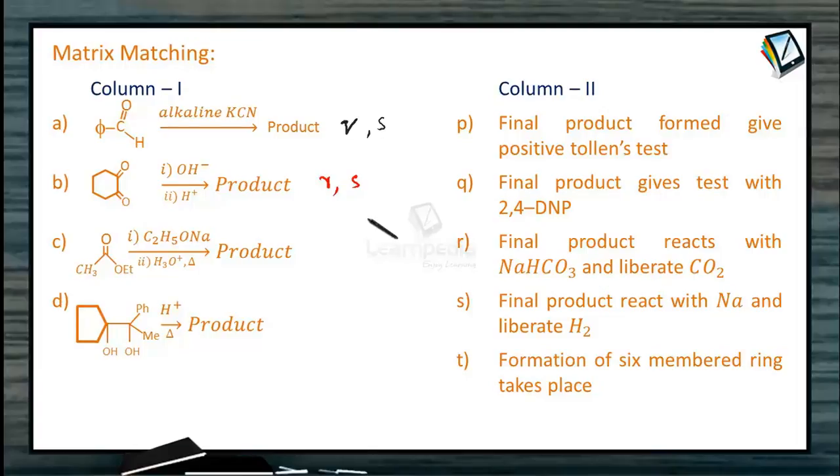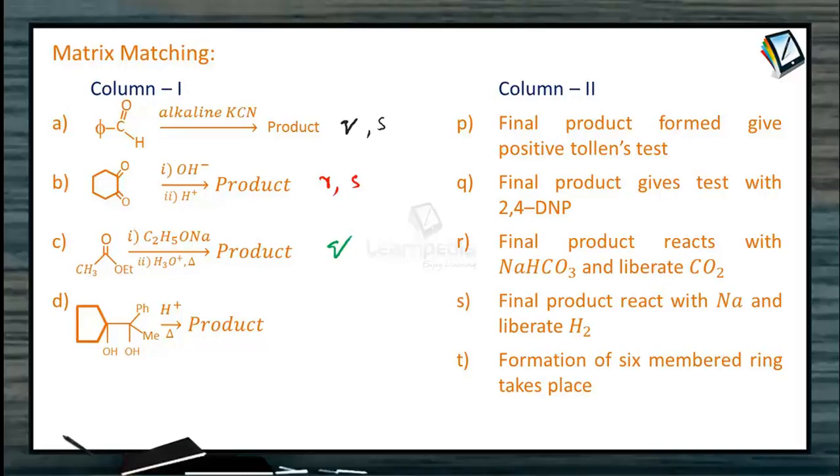Then we have C going with what? It is an ester, CH3COOEt, C2H5ONa and H3O plus. An ester in the presence of a strong base followed by hydrolysis is a Claisen ester condensation. So it gives a ketone as the product. Therefore it gives the ketone 2,4-DNP test but not the Tollens test. So it goes with Q. And a ketone does not have these two tests, nor will the ring formed be a 6-membered one. So it goes only with Q.